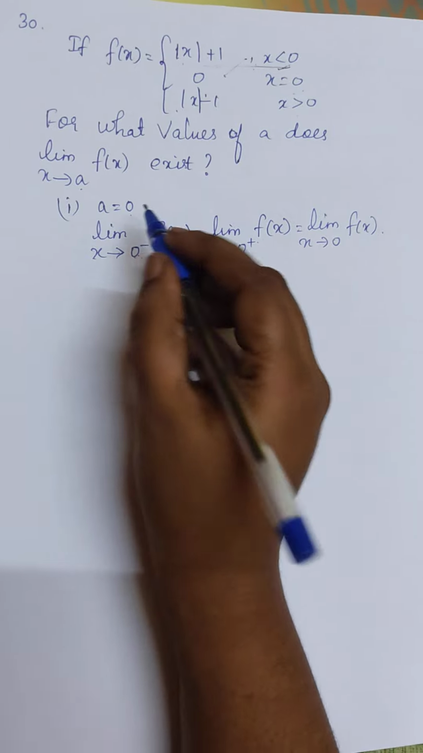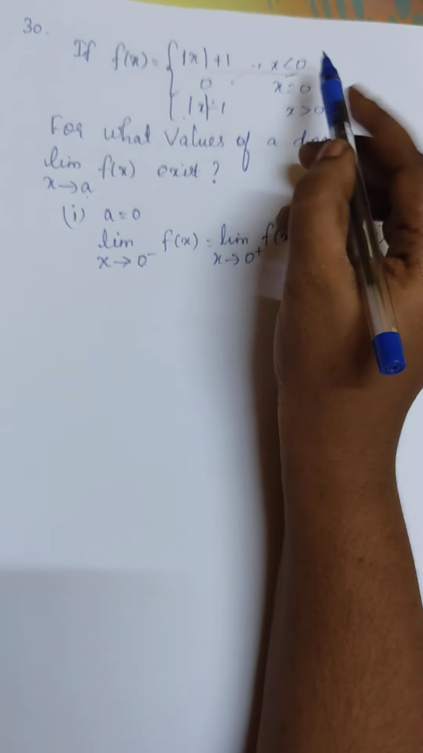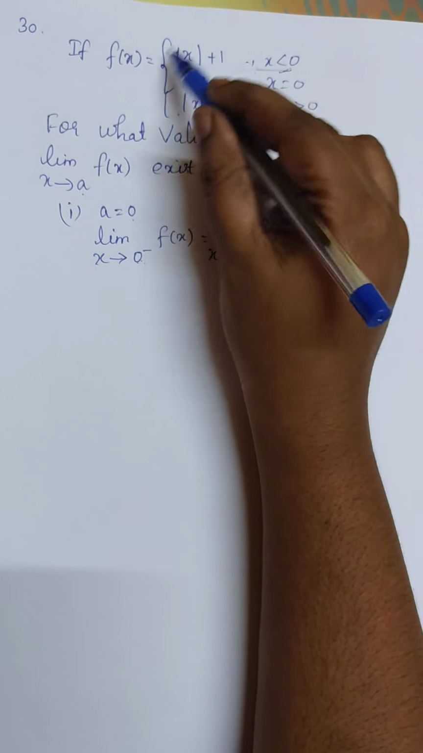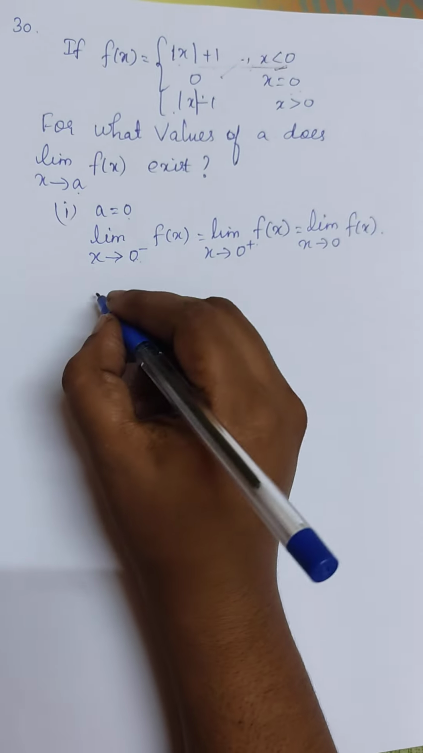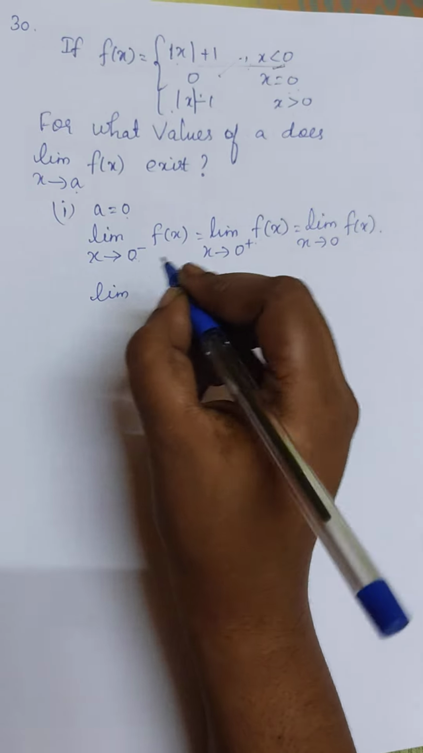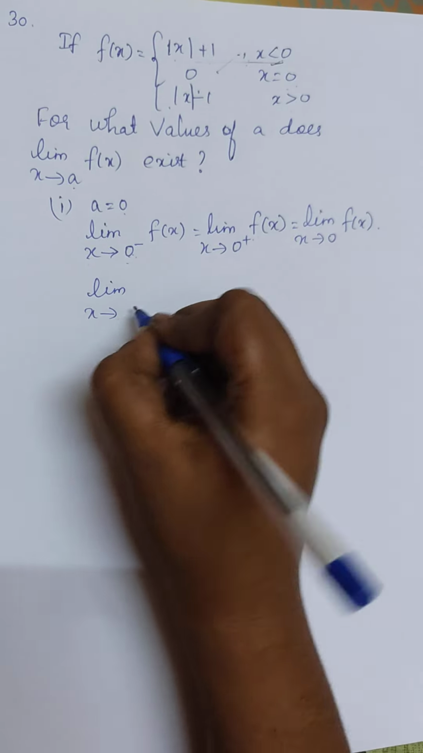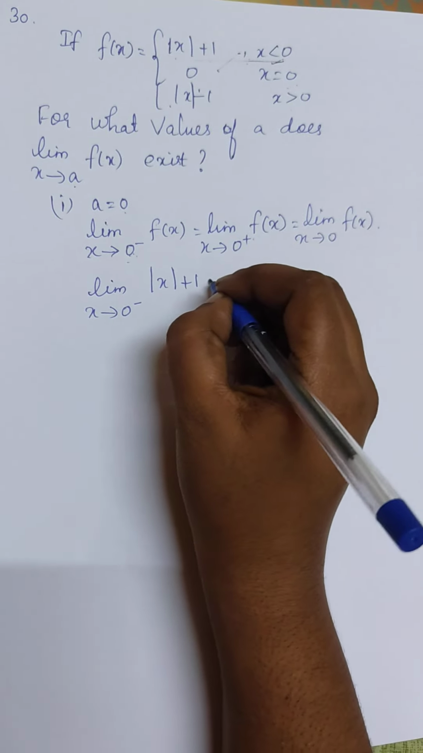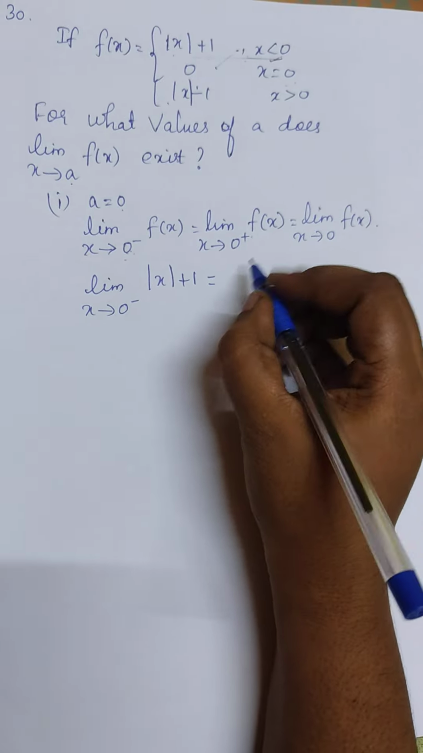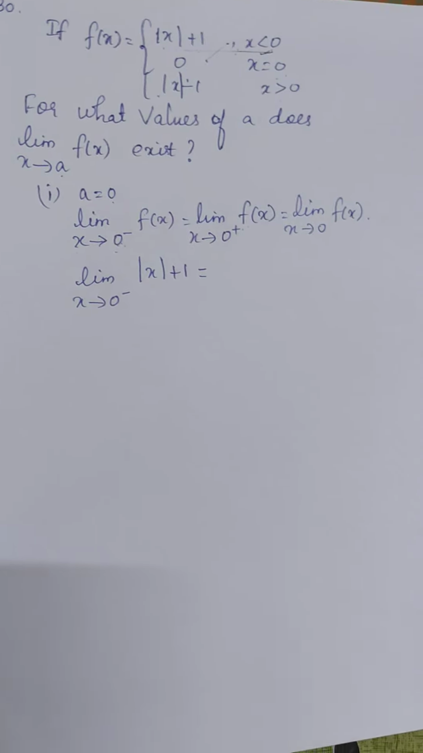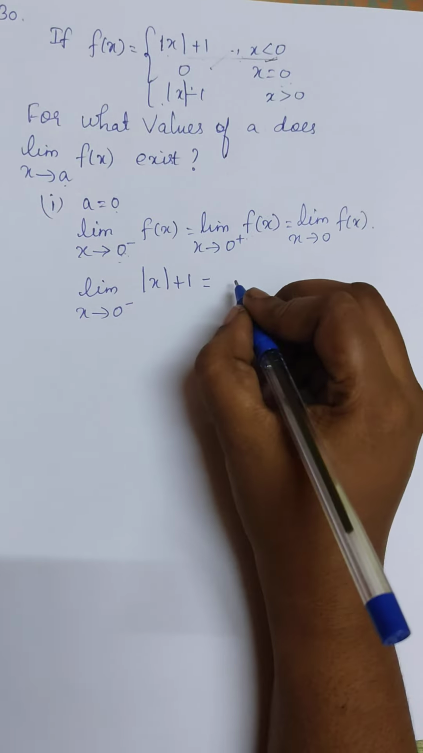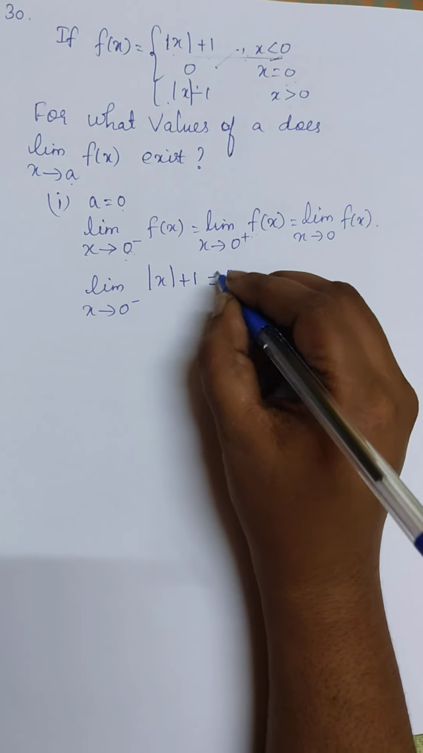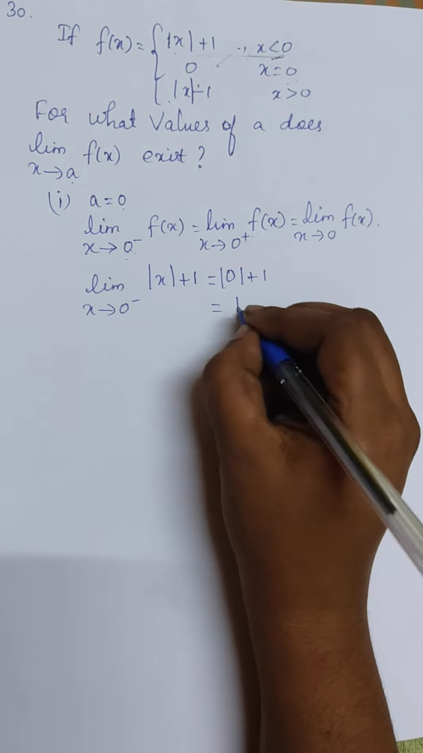Now for 0, we are applying the left-hand side. So from the left-hand side we are taking this function: limit x tends to 0 of mod x plus 1. We are substituting mod x as 0, plus 1. We are getting 1.